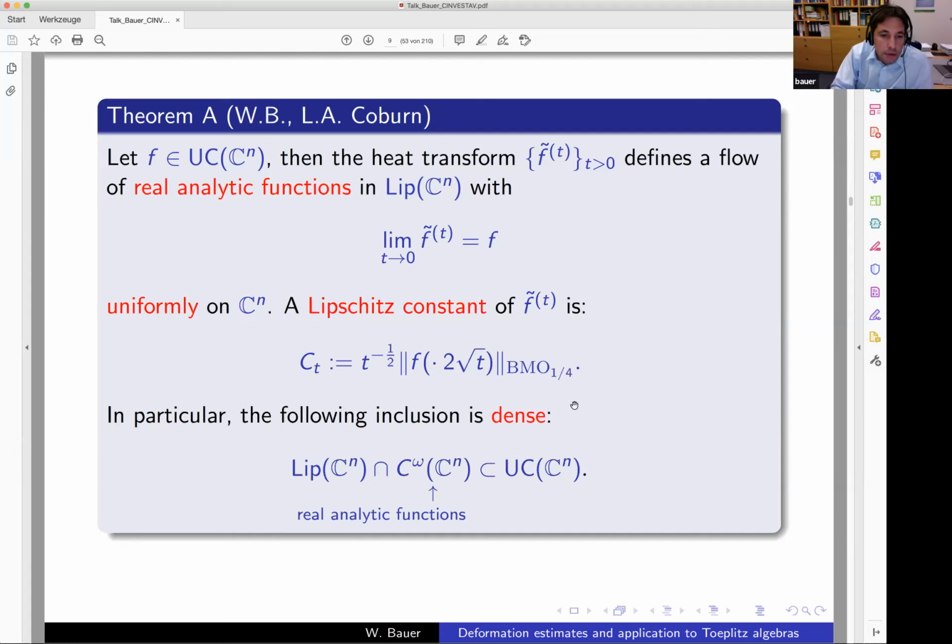And in particular, you see that you actually can approximate a uniformly continuous function on Cn not just by Lipschitz functions, but even by real analytic Lipschitz functions in a very explicit way, just by taking the heat transform. Okay, maybe this is not so very surprising. One small remark is that this has nothing to do with the complex structure of Cn. The same thing works for Rn, and you have to modify the proofs a bit, but there's nothing specific about the Cn here.